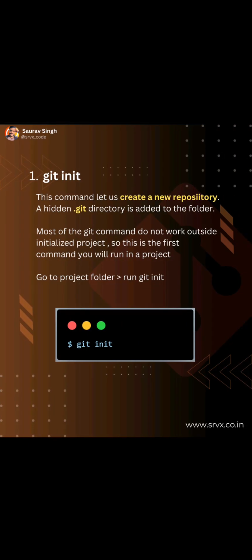The very first command is git init. It creates a new repository, and a .git directory is added to the folder. That's actually a hidden folder, and it contains all the history of your repository, of your project. So git init is a very useful and very commonly used command. To run this command, we just open the terminal and write git init.